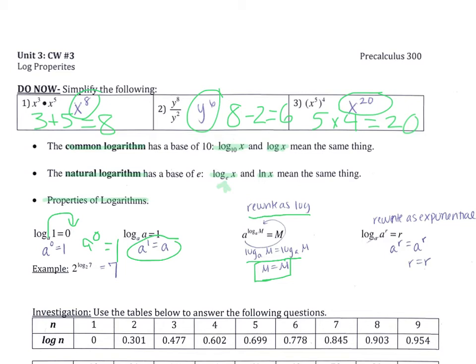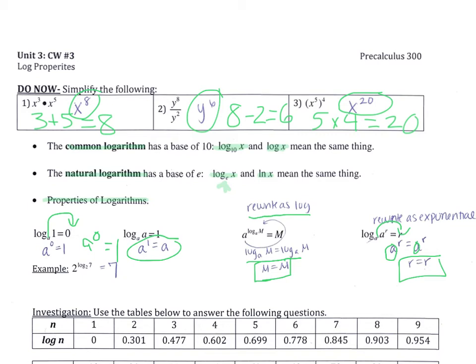And then this last one, we have log base a of a to the r equals r. If we rewrite this, we would rewrite it as a to the r equals a to the r. Again, same base, so the exponents are equal, which is how we get r equals r. Okay?